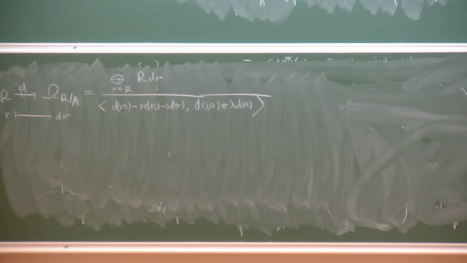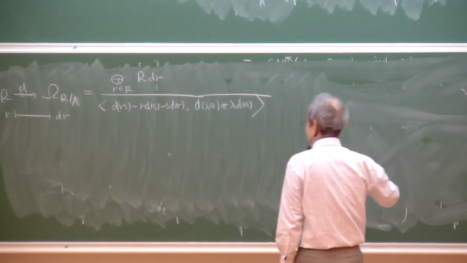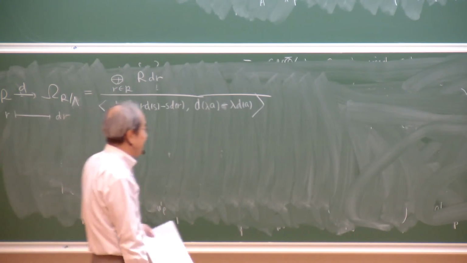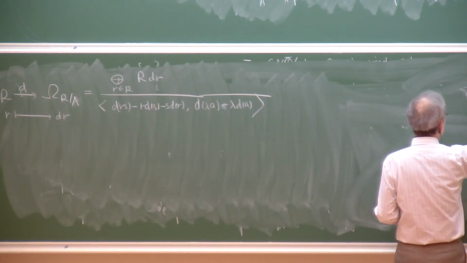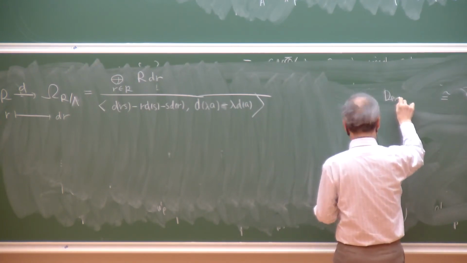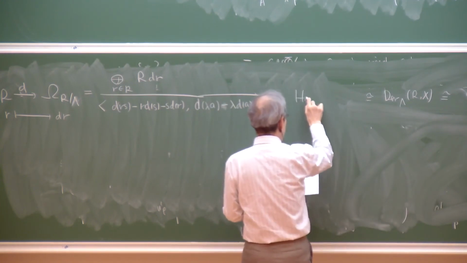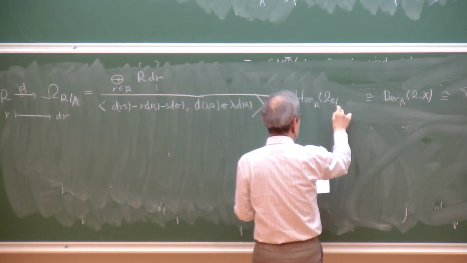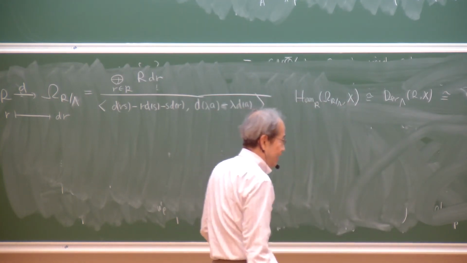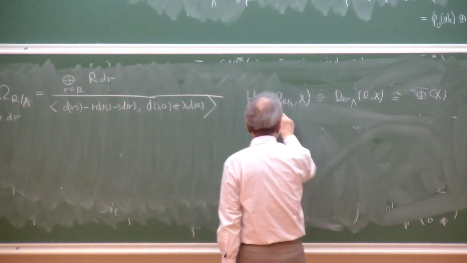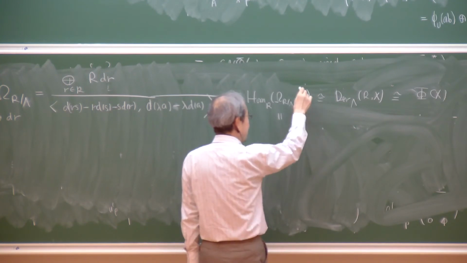Right. So the conclusion is that by using that, what I found is that you have this middleman phi x. On the one side, this is a derivation, lambda of Rx, and by this universality, it is Hom_R(Omega_{R/lambda}, X). Yeah, what I should have said. This is anyway a homomorphism, but this is a module.